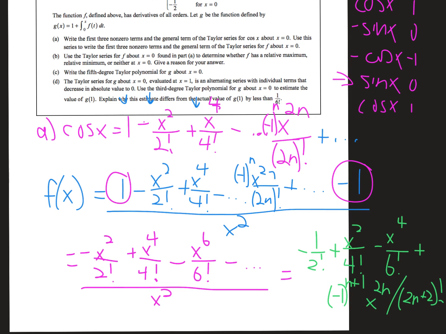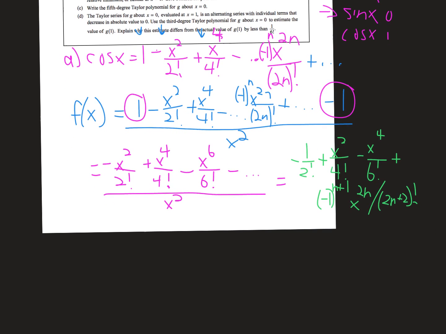Because it's evens, but I got to go a little farther, because I got to start later. So where I have a 2, I then have a 4, then I have a 6. So 2n plus 2 will work for that. And so I did that part. Use the Taylor series to determine whether f has a relative max, min, or neither at 0. Okay.